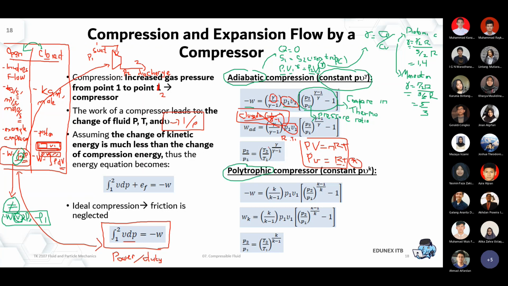And again, this is another correlation for adiabatic that is commonly used. This one is the same as the thermodynamic one: the correlation between P and T. It's another consequence of having an adiabatic process where we have a constant PV to the gamma.